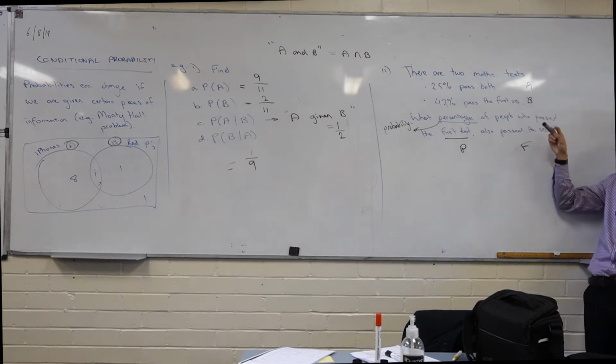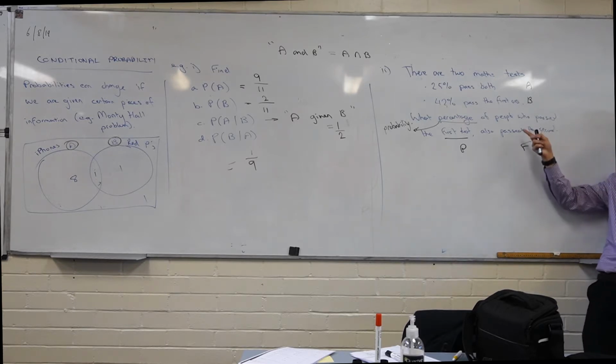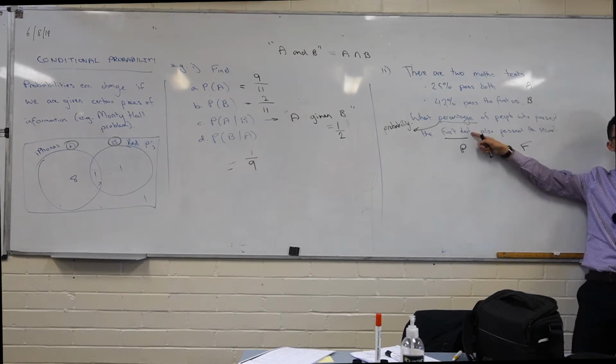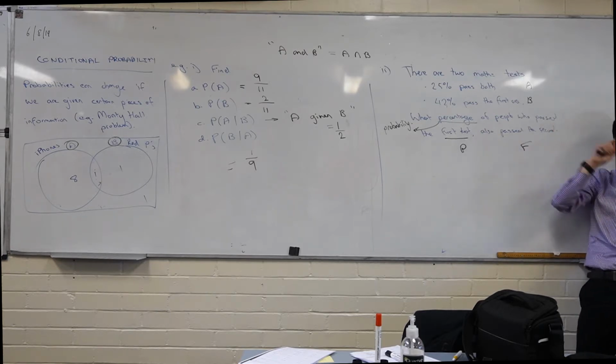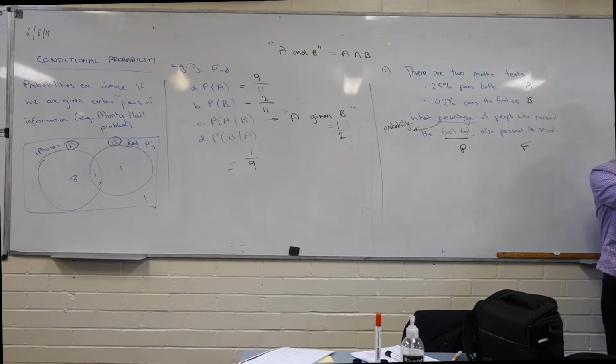So what am I actually restricting? I'm not looking at the whole class anymore, right? What percentage of people who passed the first test passed the second one? That's what I'm assuming: that they passed the first test. Are you just finding what percent of the people who passed the first test passed the second one? Yes, that's correct. Is it just 25 over 42? That's exactly what it is.